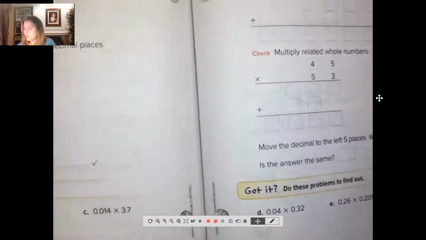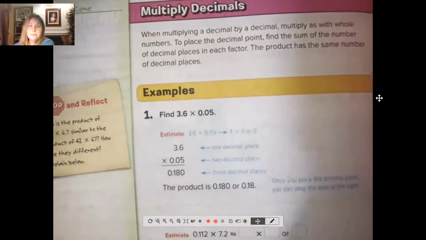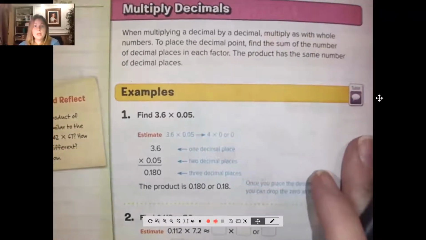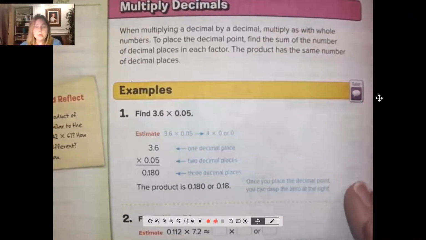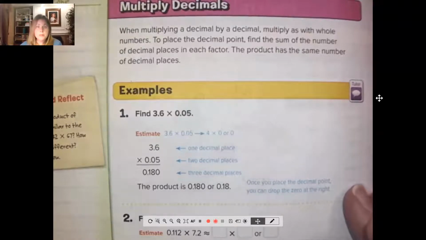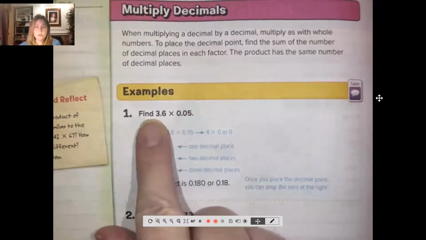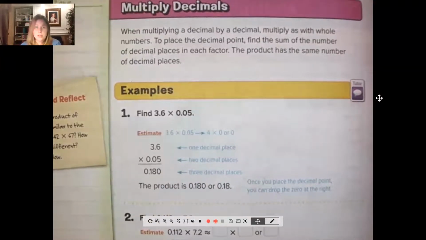Okay, so let's turn the page to 202. When multiplying a decimal by a decimal, multiply as with whole numbers. So do the same thing that you would with whole numbers. Then to place the decimal point, find the sum of the number of decimal places in each factor. Factors are the things we're multiplying together. So count how many decimals were in your factors. Your product, which is the answer to the multiplication problem, has the same number of decimal places.